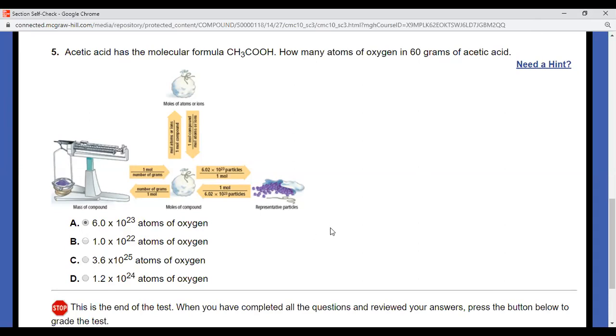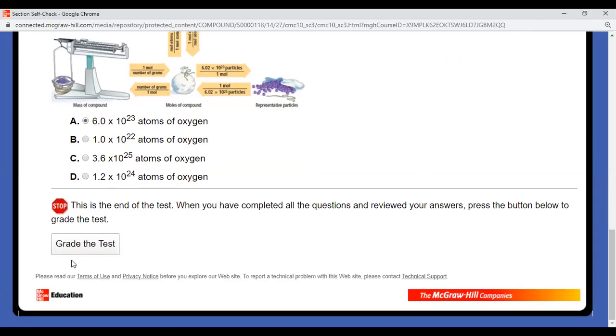A, not B. Number of atoms equal number of moles times Avogadro's number. Number of moles equal 1 times Avogadro's number, 6 times 10 power 23. So it is A, not B. It's okay. Understand it? Easy.